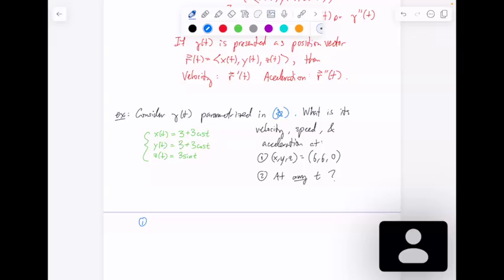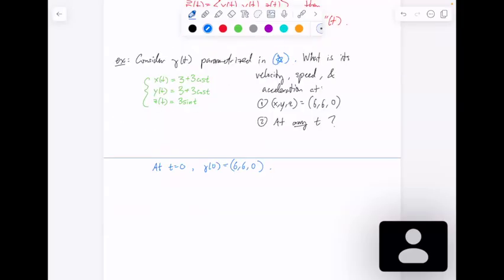The first one: how might I figure out the answer? At what time does my curve pass 6, 6, 0? Remember, my curve here has the parametrization given here. Maybe I should reverse the procedure here. The ordering of the question is a bit wrong, but at t equals 0, you're at the point in question. And so let's calculate the velocity.